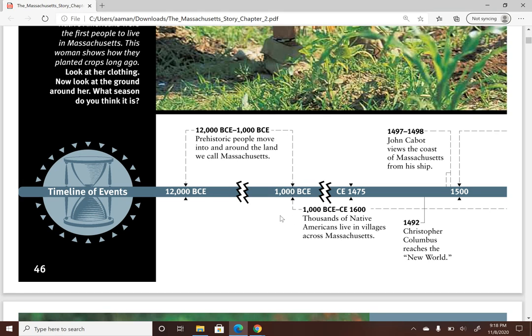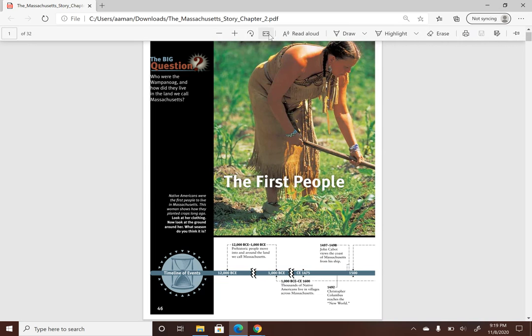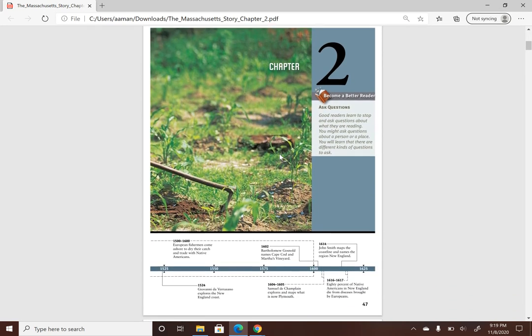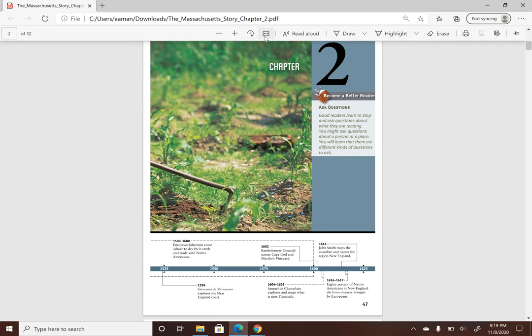Then at 1000 BCE to 1600 CE, thousands of Native Americans live in villages across Massachusetts. It is until 1492 that Christopher Columbus reaches the New World. Then in 1497 to 1498, a one-year time span, John Cabot views the coast of Massachusetts from his ships. Now I'm going to zoom back out so you can see the next page, which is the start of our chapter 2. And our timeline continues.